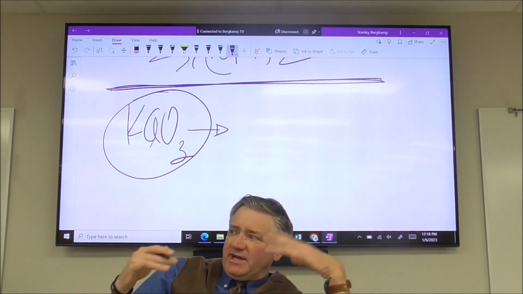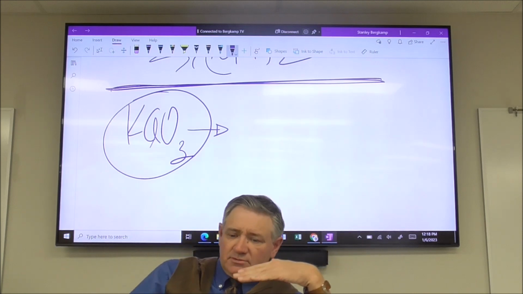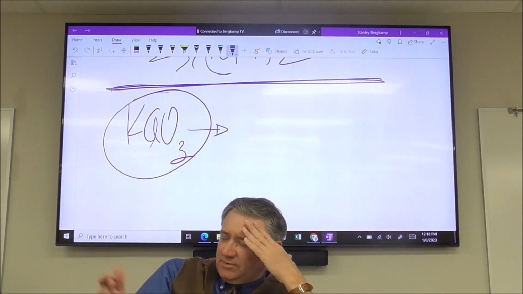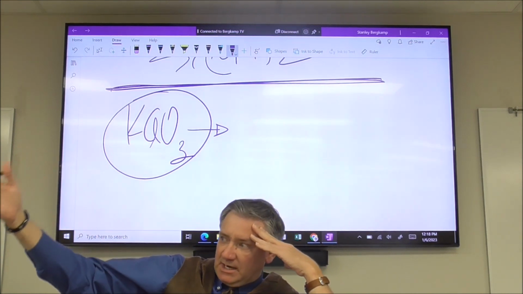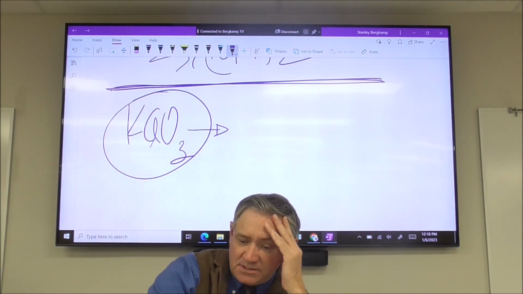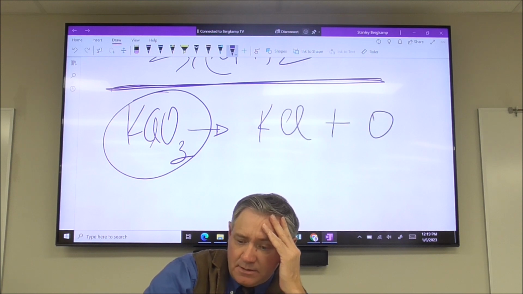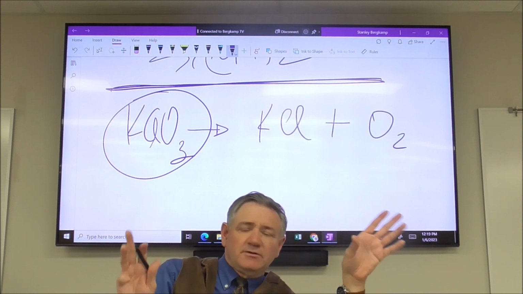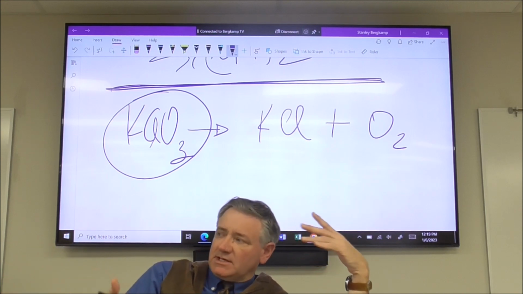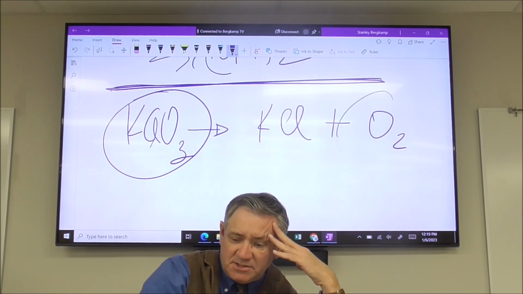Now, decomposition reactions generally follow certain rules, like chlorates decompose into metallic chlorides and oxygen. So out of this, you get KCl and oxygen gas, okay? I don't expect you to know that, but here's how you can always check that decomposition produces oxygen gas.